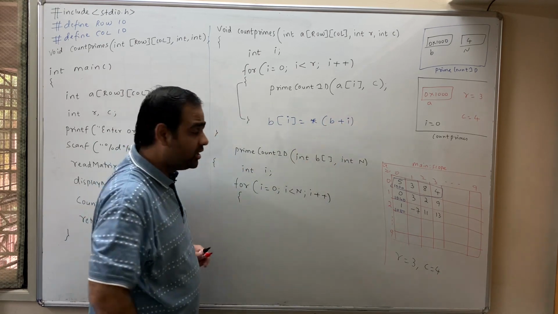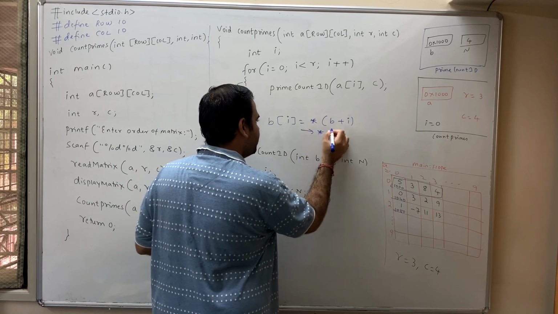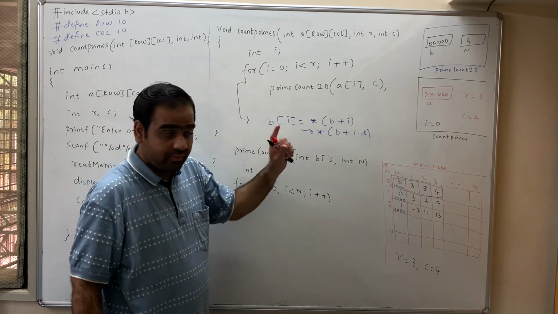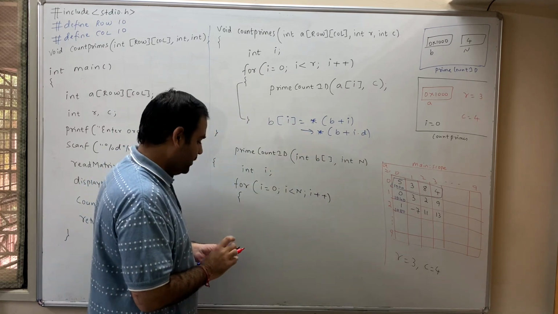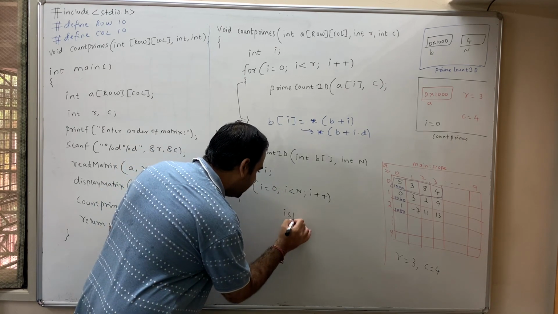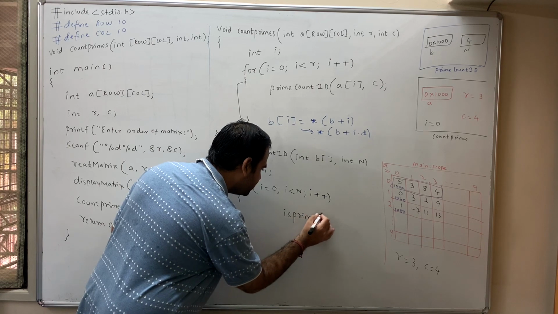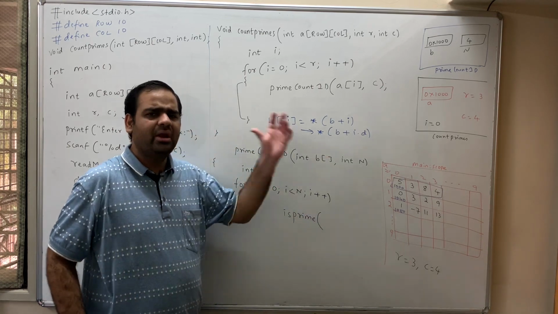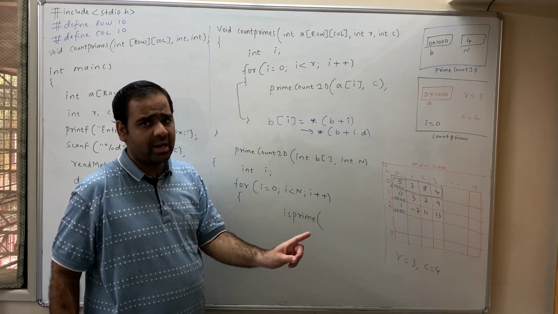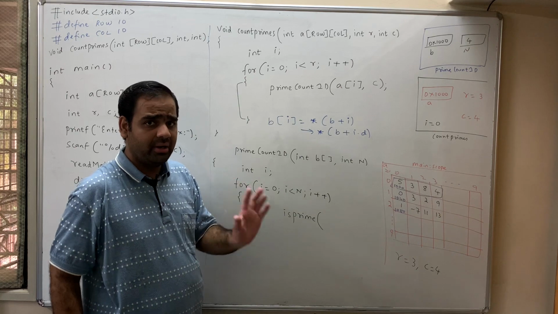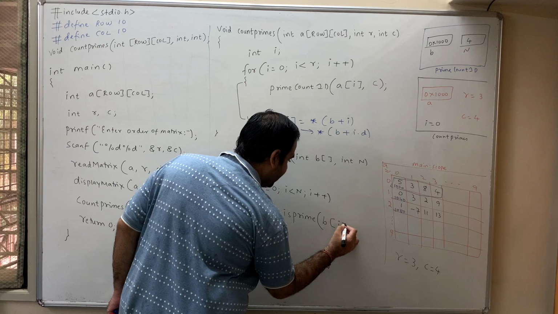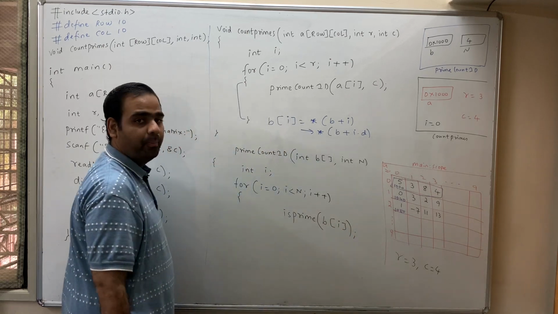This is the pointer notation, and the compiler internally converts it to star b plus i into d. Now I say i is 0, i is less than n. Now I will write one function called is prime. Already we have written a function called is prime, and assume that it will give answer as 1 if the number is prime, and 0 if the number is not prime. Which number do I have to check? I need to check whether b of i is prime or not.